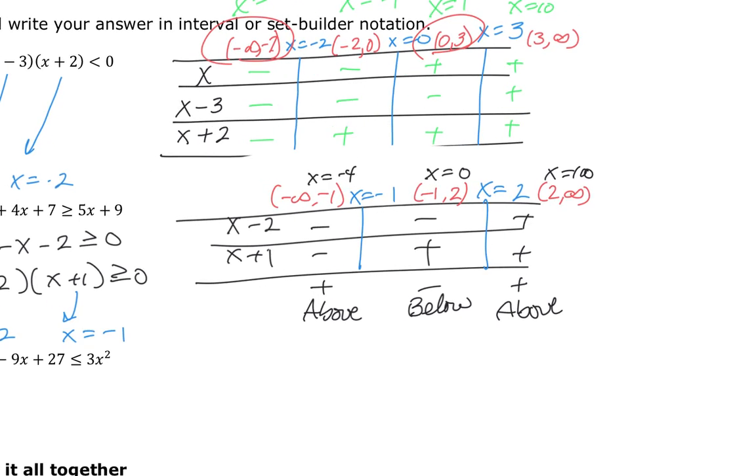Again, this can help us graph this. If I go at negative 1 and 2, above means I'm here, below means I'm here, above means I'm here, so we know this is the shape of the graph.